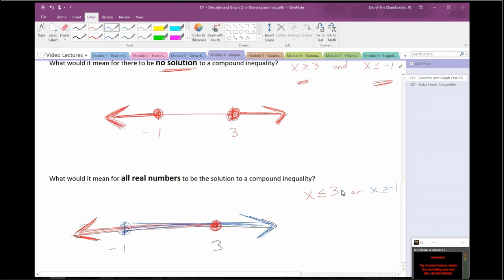And so again, when we're solving them, we want to keep these two special cases in mind. We do want to try to graph them and see if there's no overlap or if there's all of the overlap. And that's everything that we need to know about one-dimensional inequalities.